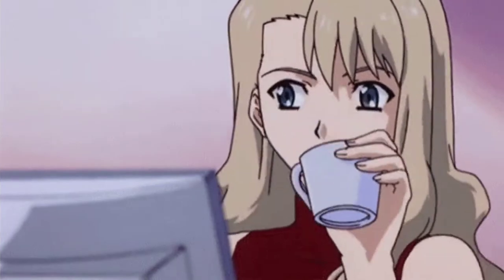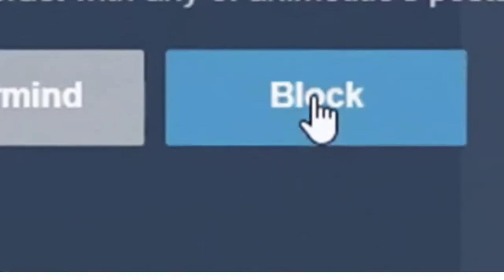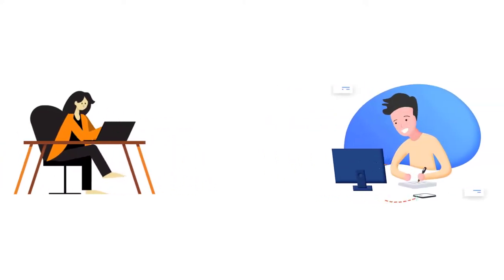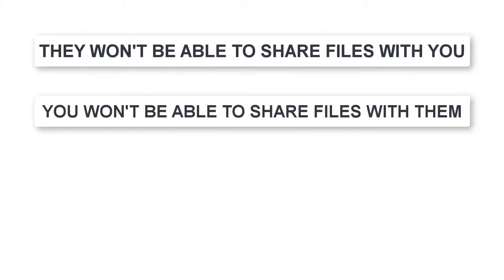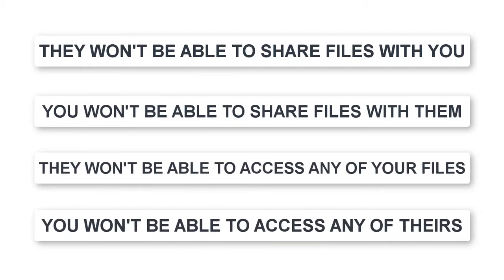If you don't want to get file shares from someone in Google Drive, you can block the file owner from Drive. If you use Google Drive for work or school, you can block someone in your domain. When you block someone, they won't be able to share files with you. You won't be able to share files with them unless you unblock them first. They won't be able to access any of your files and you won't be able to access any of theirs. When you block or unblock someone, there may be a short delay for this to affect Google Drive.